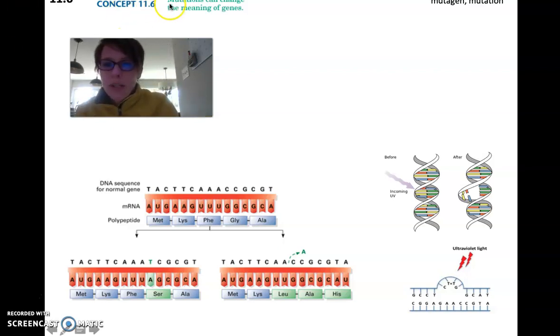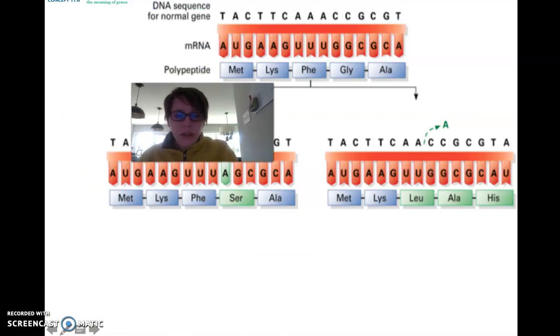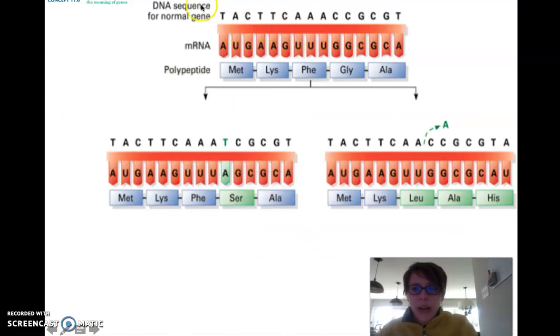Concept 11.6, mutations can change the meaning of genes. Okay, so you're going to stay on page 37 here, but I'm going to advance to the next slide just to zoom in on what we see down here in the bottom. Okay, so what we're looking at here is the DNA sequence for a normal gene. So here are the DNA nucleotides. So this is a piece of DNA.